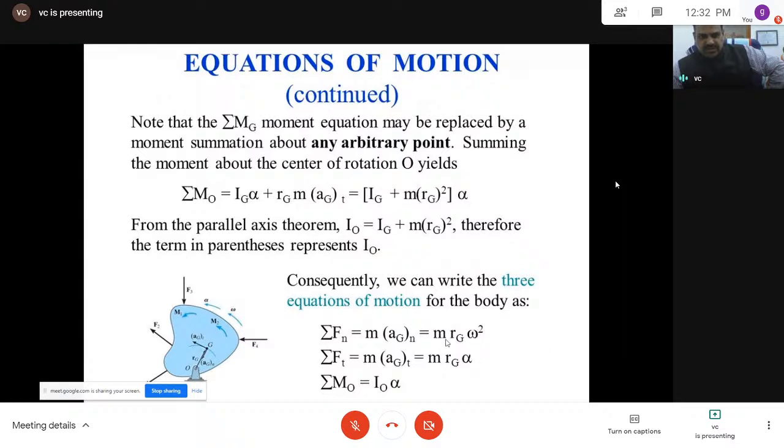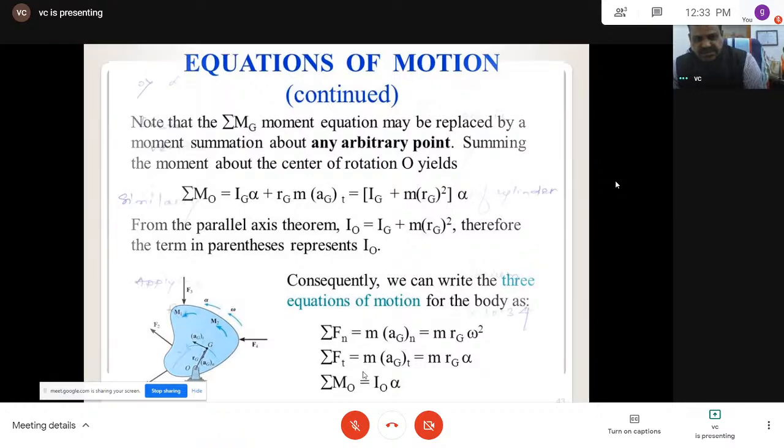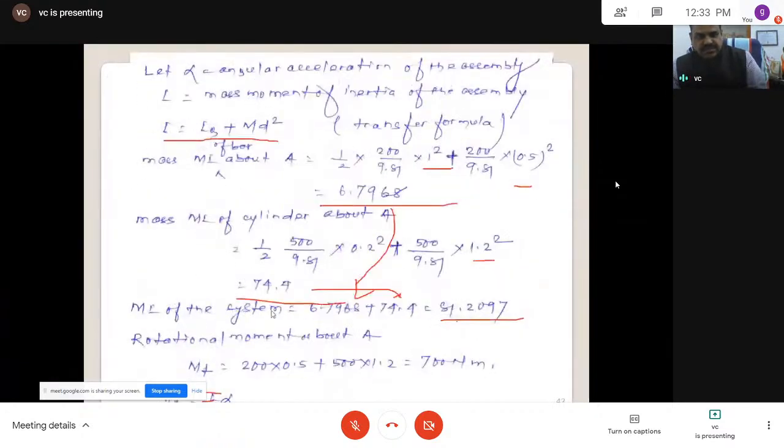Normal is equal to m into normal acceleration R omega square, tangential is m into tangential acceleration R alpha, and moment is equal to I alpha, the moment of inertia passing through the hoop. The three components, because it is a plane motion. Earlier we considered rotation, now it is a plane motion. Plane motion consists of two translation equations and one rotation equation. In the previous case, we considered only the rotation: M_T is equal to I alpha, the rotational part.